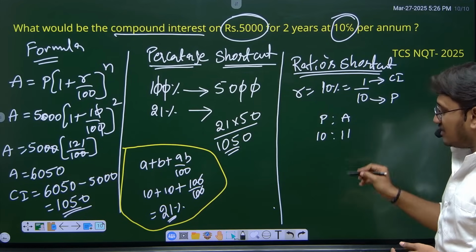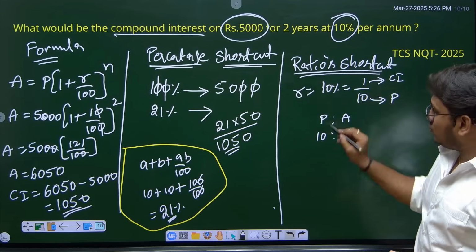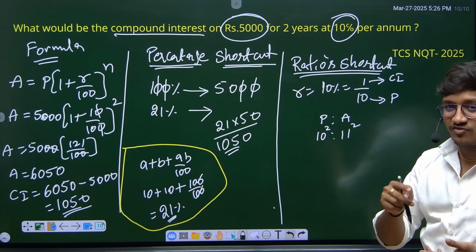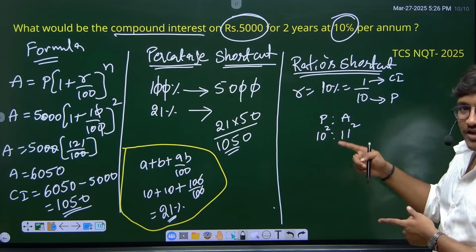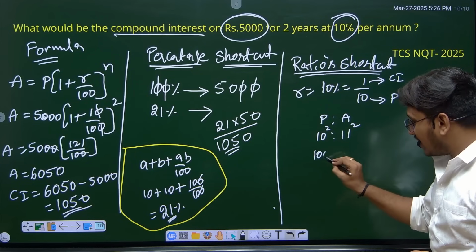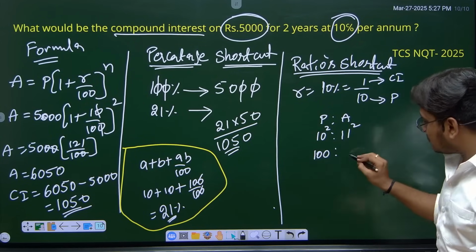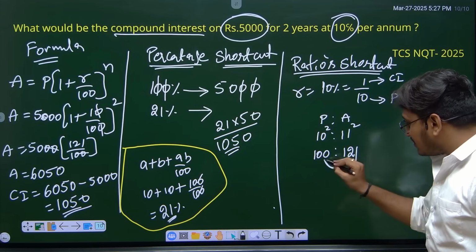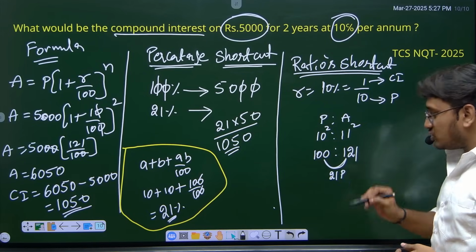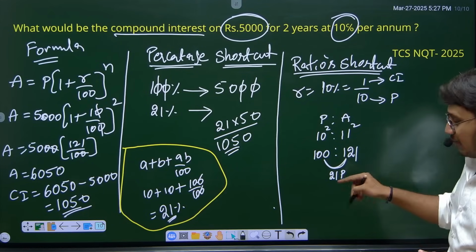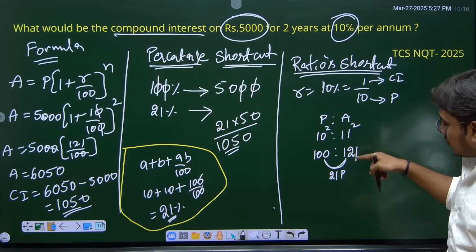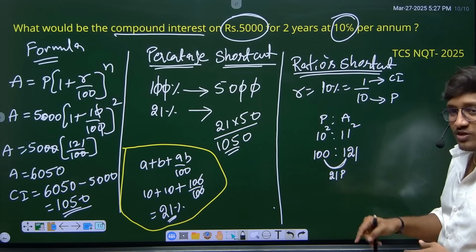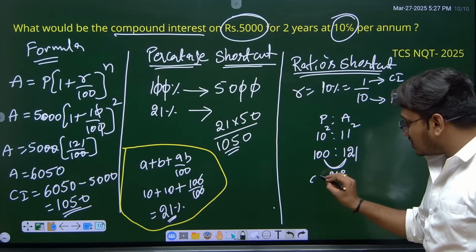So that means 11. If it is for 2 years, take squares. If it is for 3 years, take the cube. If it is for 4 years, power 4, and keep on going. So 10 square means 100. What is 11 square? 11 square is 121. Now what is the difference here? The ratio difference is 21 parts. Because from the total amount, if you remove the principal, whatever is left is called compound interest. So I am considering it as compound interest.